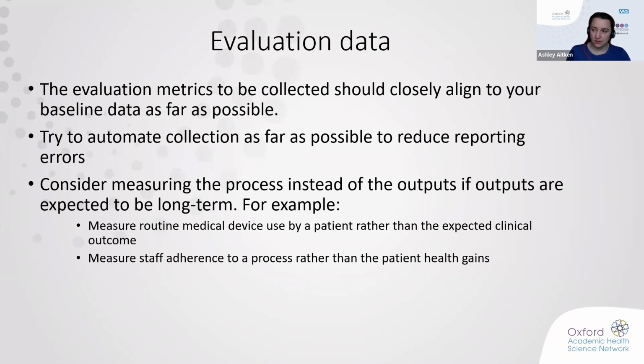And you could also consider measuring the process instead of the output. So if you're trying to put something in where your patient outputs, for example, are 2, 3, 4 years down the line, but you know that those outputs are pretty much guaranteed as long as the process is followed, you can measure the adherence to the process instead of doing a 2, 3, 4 year evaluation and measuring the actual outcomes. It takes a little bit of twisting when you come to the health economics and quite a few assumptions, but I think it's usually well accepted if you can justify why you're going down that route.